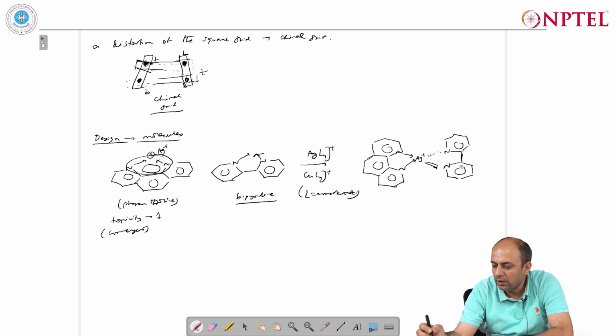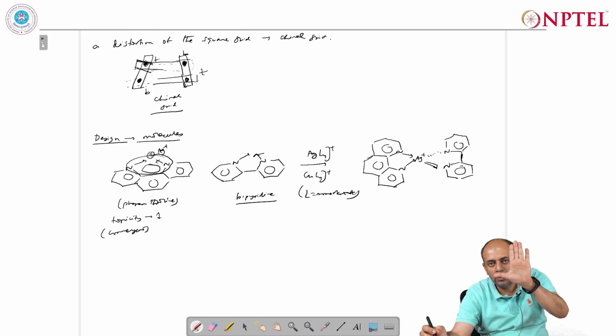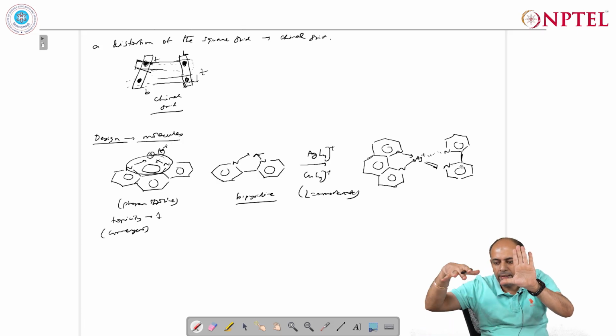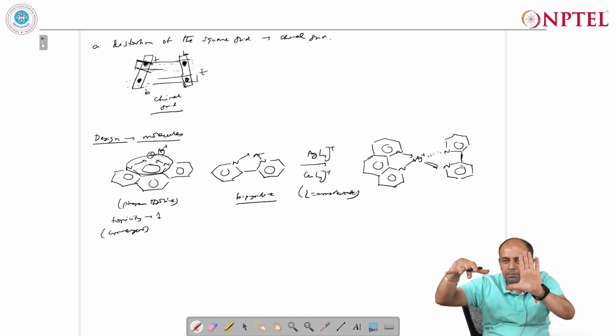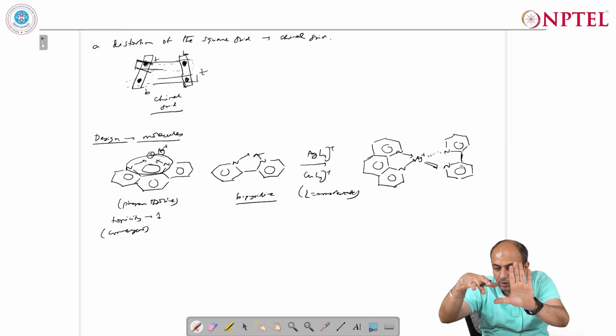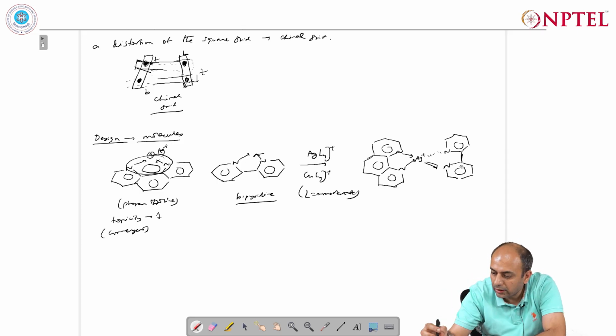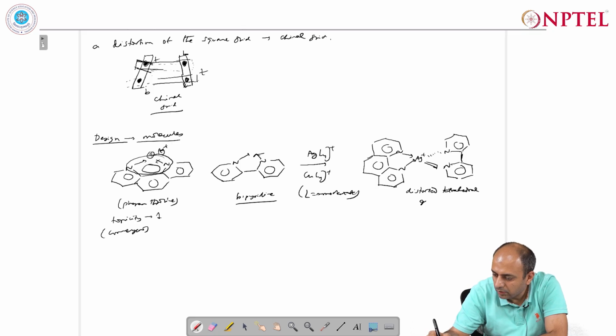this will now be, so we will have the phenanthroline ligand in this direction and this will come perpendicular. So you can see that the bipyridine ligand is now coming perpendicular to the phenanthroline ligand, and thereby forming a distorted tetrahedral geometry.